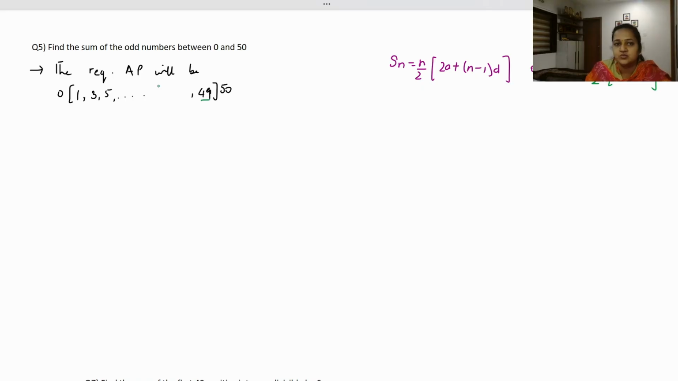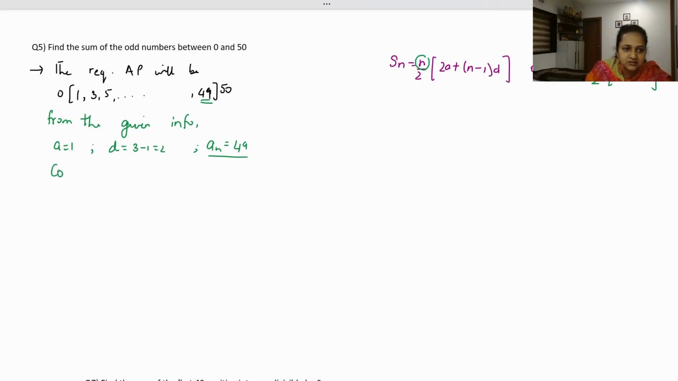But in both the formulas, the most important part that is unknown is n. We don't know how many terms there are. So we are going to first find out the number of terms. From the given information, what is your first term? 1. What is the common difference? 3 minus 1, 2. And what is 49? Correct, 49 is an. So using this information, we are going to find out the number of terms.